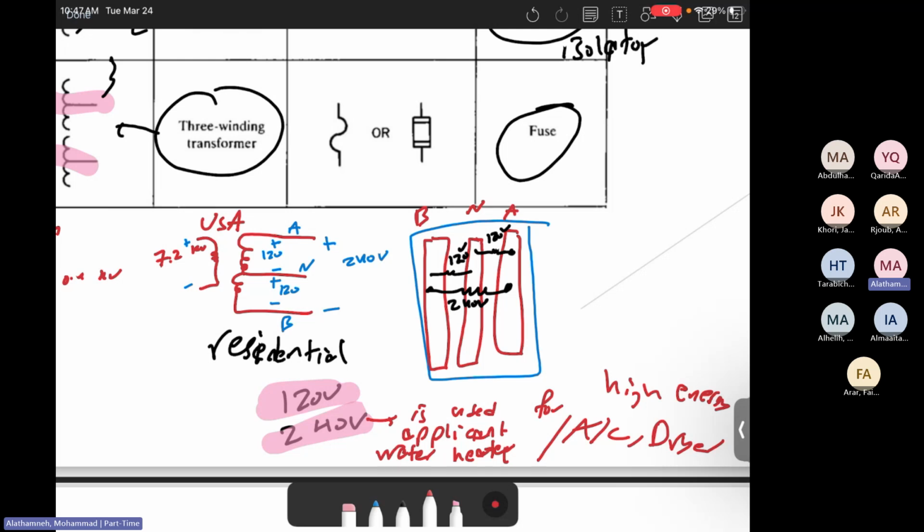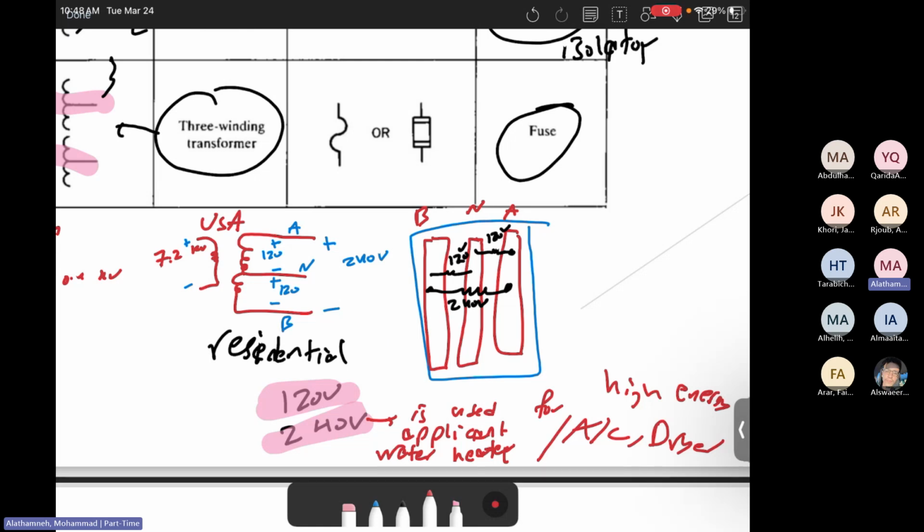Because they are consuming a high amount of energy, making the 120 volts insufficient for supplying enough power. Therefore, to get a good amount of power without increasing the current too much, we need to increase the voltage to 240. And that's the drawback of the 60 hertz, 120 volt system, which is basically we have dual voltage. We have 120 and we have 240. It depends on the appliances.